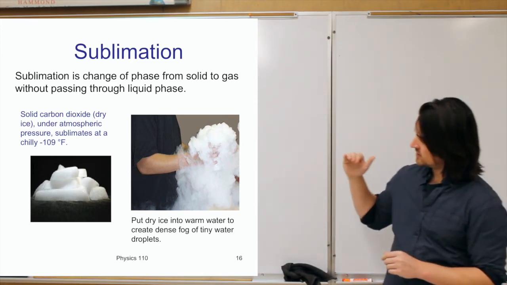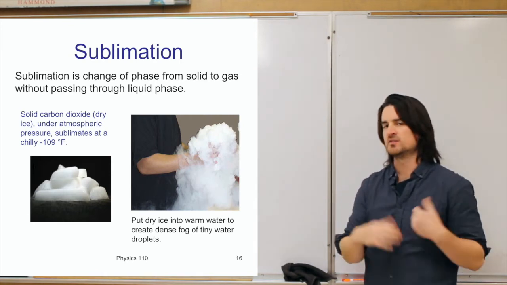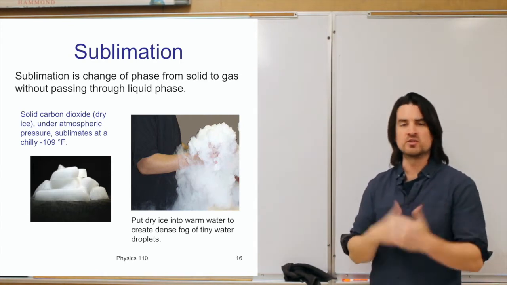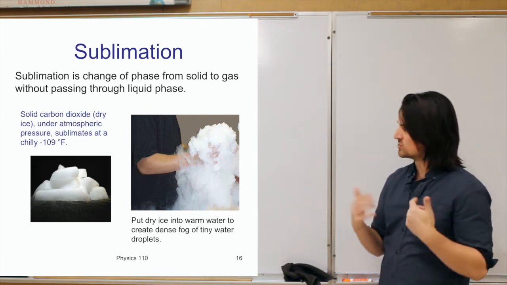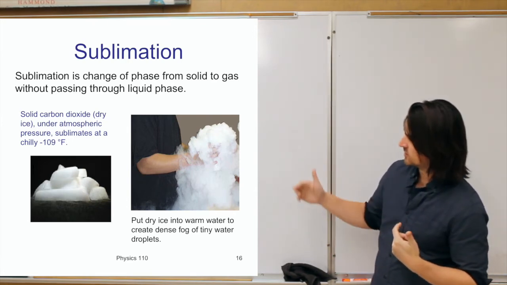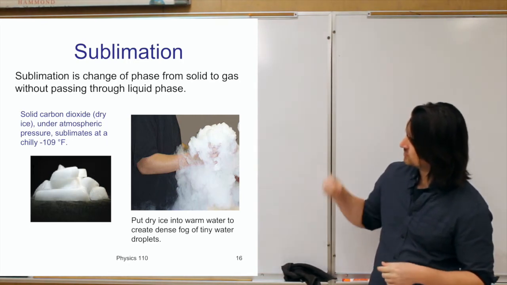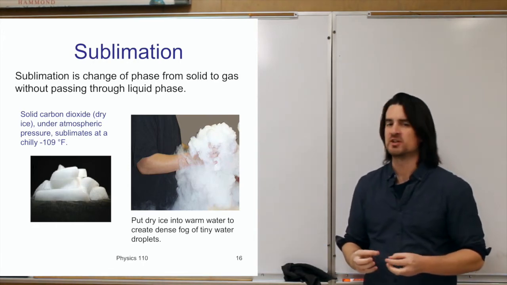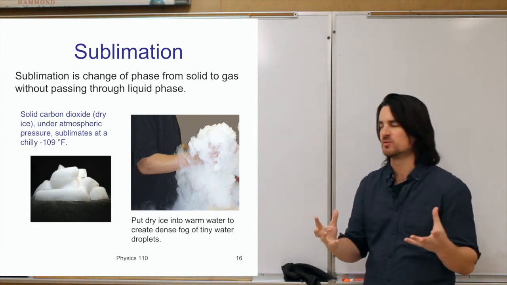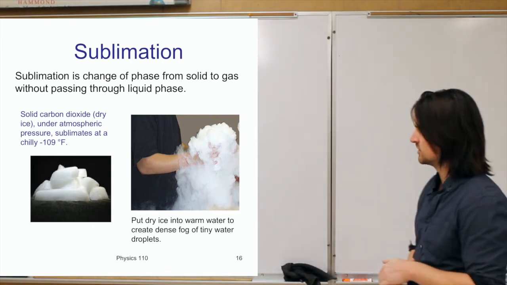If you put that dry ice into water, water is a much better conductor than air, even though it's not as good as, say, aluminum or gold, but it's still much better than air. So it conducts heat away much better than the air. And so if you put dry ice into water, you will cause that sublimation to happen much more rapidly, and you can make these big clouds of CO2 gas.